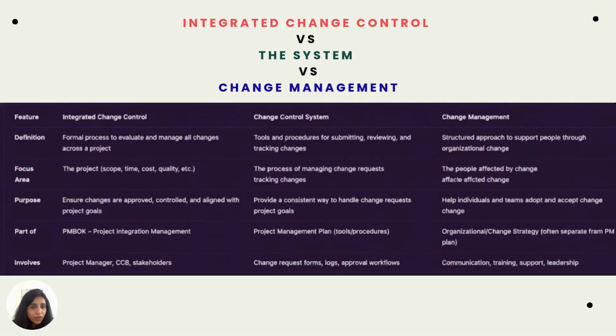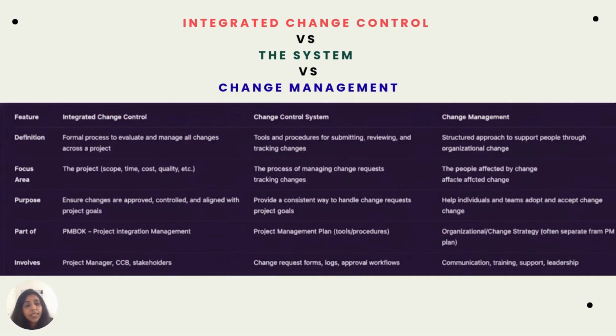Whereas the focus area of the change control system is the process of managing the change request, tracking changes, and change management is the people affected by the change. The purpose of integrated change control is to ensure the changes are approved, controlled, and aligned with the project goals. It's part of PMBOK, Project Integration Management.